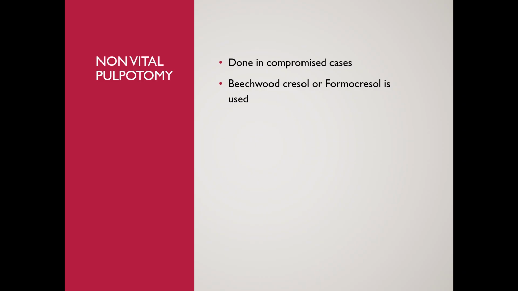There's another type of pulpotomy called non-vital pulpotomy, but it is rarely used, only in very compromised cases. Beechwood creosote or formocresol is used. So in this session we have studied about pulpotomy, the various types of pulpotomy, and the materials used in pulpotomy. In pulpotomy you have vital pulpotomy and non-vital pulpotomy. In vital pulpotomy you have three types, and the non-vital pulpotomy is done in compromised cases and is rarely used.